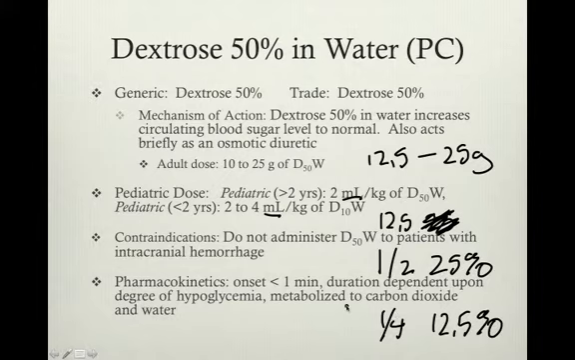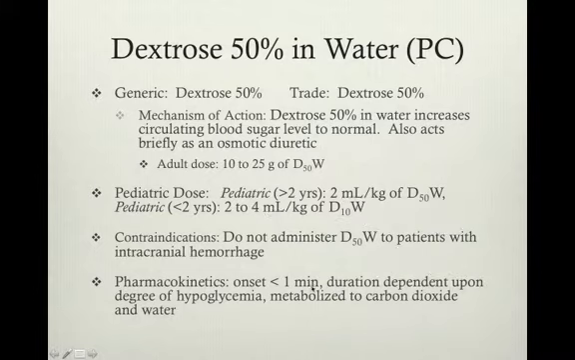Now that's pretty easy to administer, so if you squirt out 3/4 or leave 1/4 of it left and pull the rest up with fluid, you've diluted it with 3/4 of the amount of water. So 12.5 versus 10%. It's usually pretty easy to get that to your patient at that point. So squirt out 3/4 of it, suck up normal saline, dilute it, and then that would be dextrose 12.5%. 2 to 4 milliliters per kilogram if they're under 2 years of age. Contraindications: do not administer D50 to patients with intracranial hemorrhage. Pharmacokinetics: onset less than a minute, duration dependent upon the degree of hypoglycemia, and this is metabolized as carbon dioxide and water.